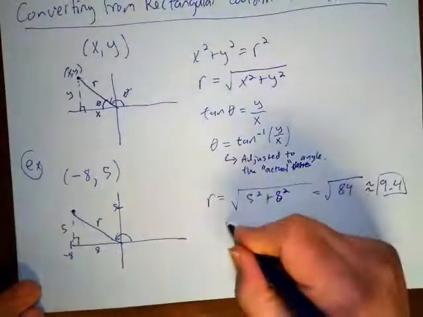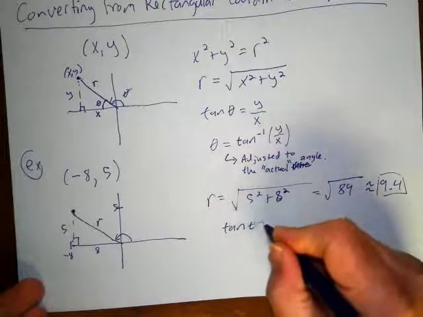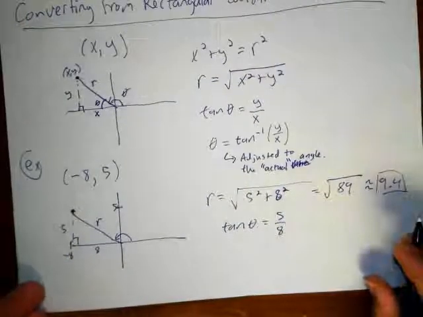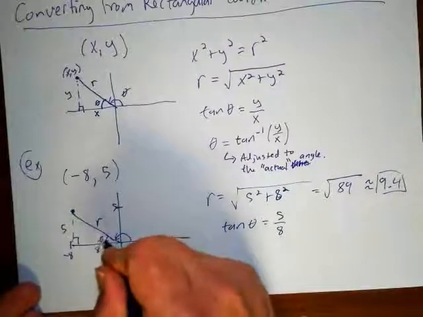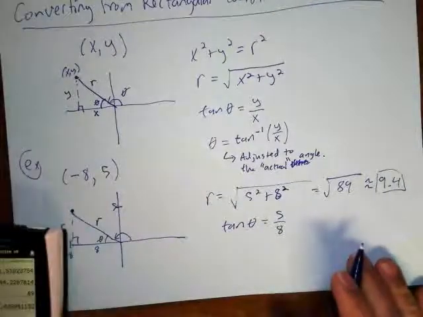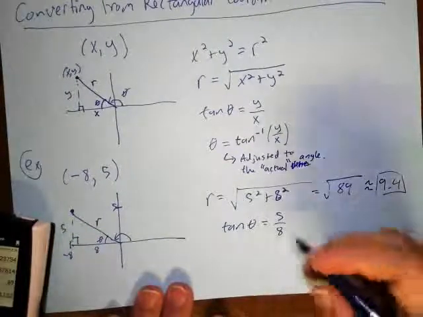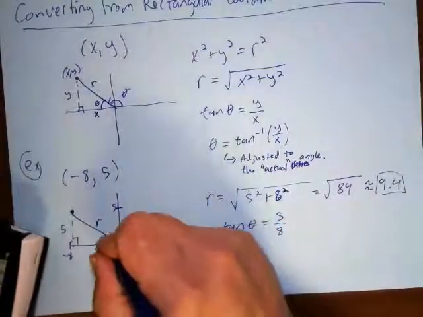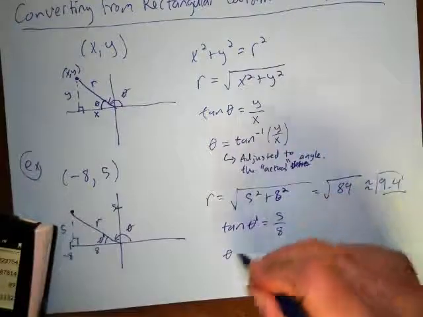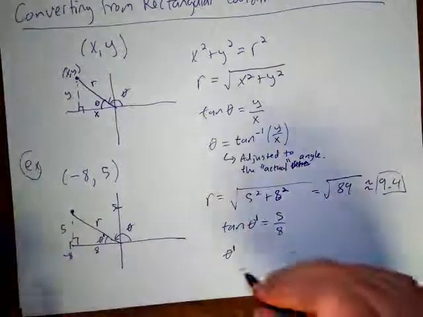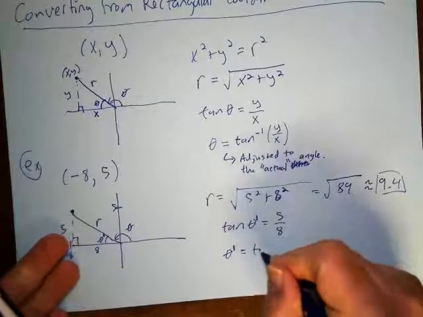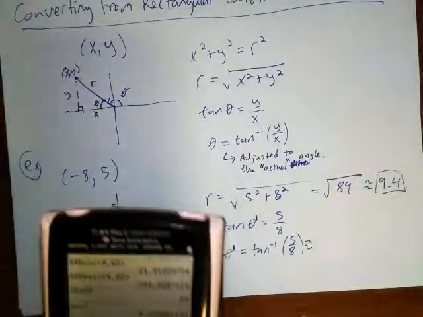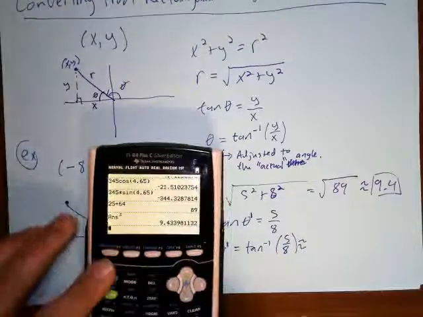And so now the tangent of theta would be 5 over 8. Okay, the opposite over adjacent. This is the theta of the triangle that I'm going to get. And we could call this theta, and we call this theta with a little apostrophe there. And so this is going to be the tangent inverse of 5 over 8. And I got this in radians here.